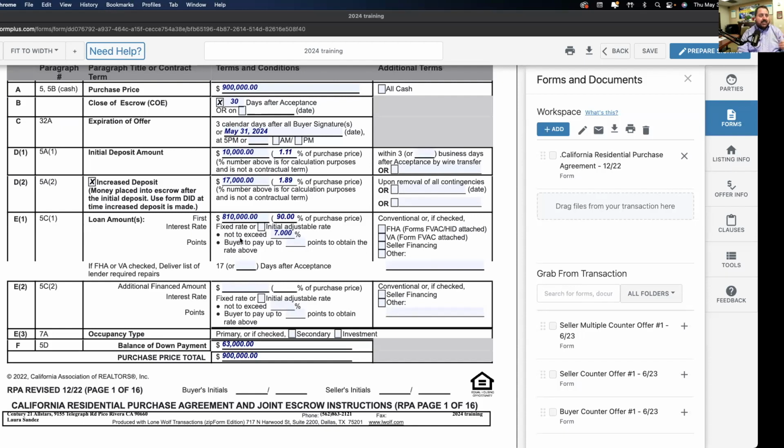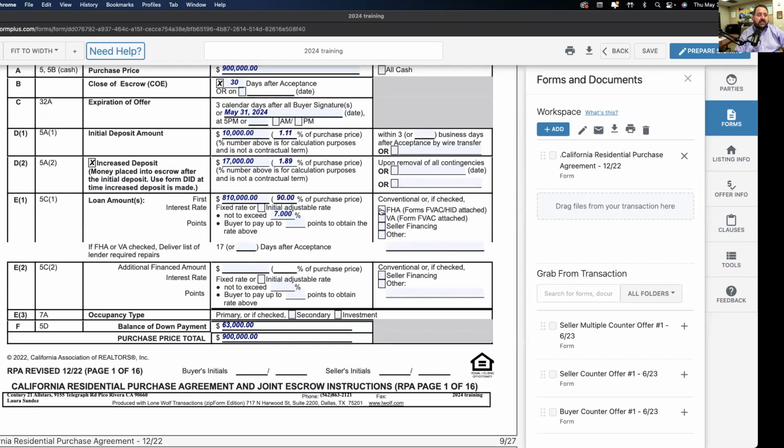Now, it says buyer to pay up to blank points to obtain the rate above. If you're paying any kind of points to get the rate you're getting, you've got to state what those points are in there, right? If you're not paying any points for anything, then you can leave that blank. That's okay. That's not an issue. Default loan amount is conventional, but if this is an FHA or a VA or any other kind of financing, you want to check off that box.